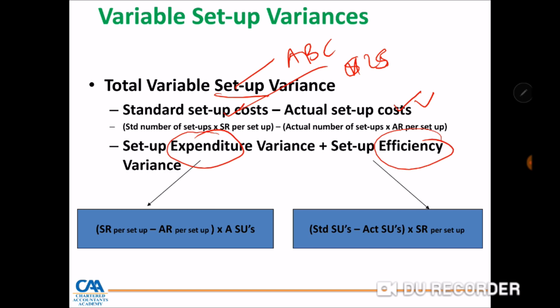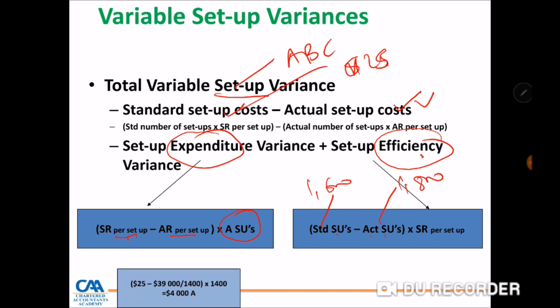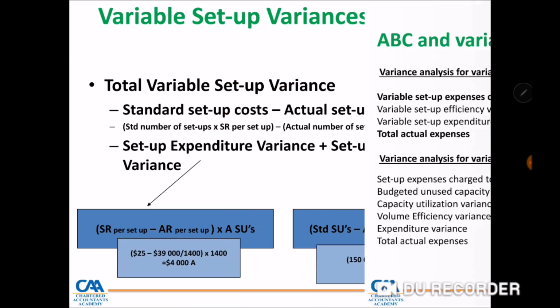And what do we mean by efficiency? It could be because the standard rate per setup differed from the actual rate per setup, times actual setups. Or efficiency, it could be the standard setups differed from the actual setups. Maybe as standard I had budgeted to say it's going to take me 1,600, but actually I took 1,800 setups. So I'm not efficient in my setups. Happy? So let's go back to our numbers.